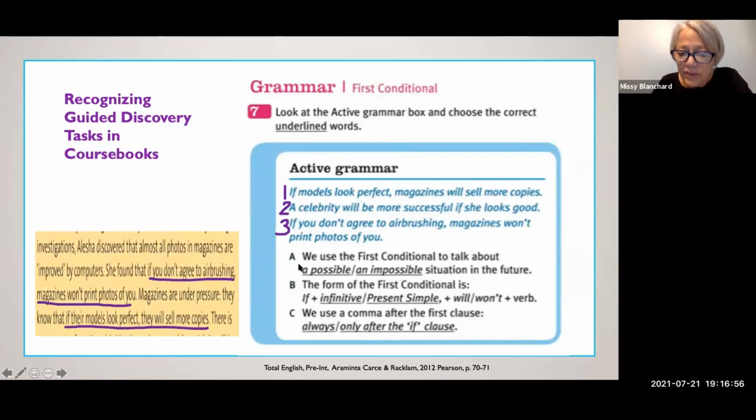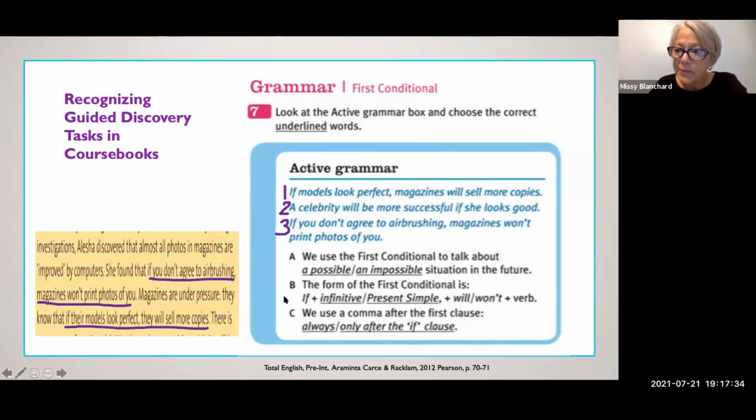If you notice here, we use the first conditional to talk about something that's possible or impossible. If you look at sentence 1, it says, if models look perfect, magazines will sell more. This article was about airbrushing models to make them look perfect for magazines. From that context, we can guess that the meaning is that it is something that is possible. Theoretically, in the land of models, they can be perfect, or so the magazines think.